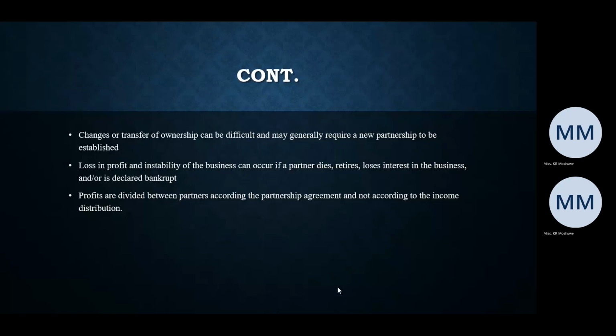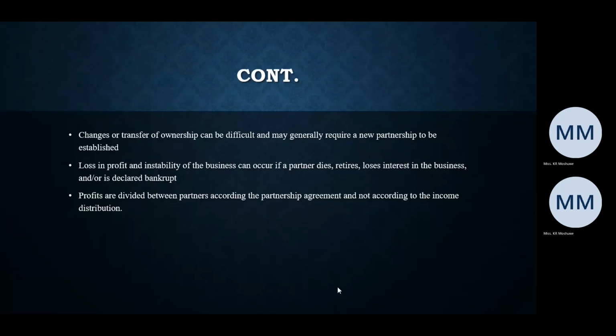It says losses in profit and instability of the business can occur if a partner dies, retires, loses interest in the business, and or is declared bankrupt. So your business may lose money, depending on what's going on with the other partner, because you are both liable and jointly responsible for this company or the business.